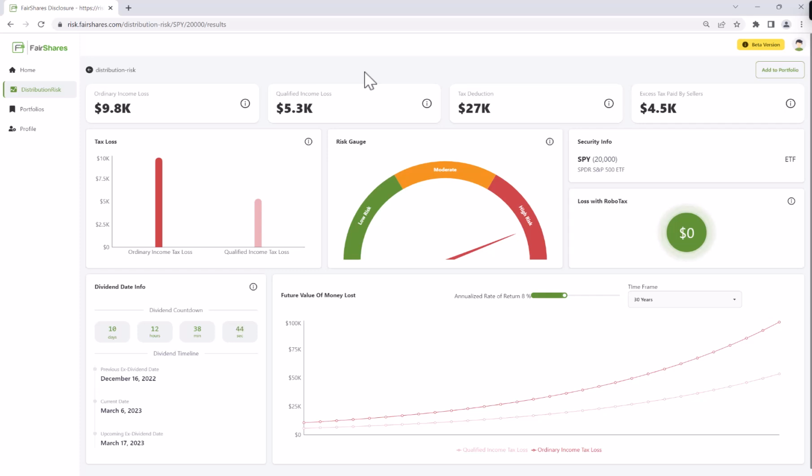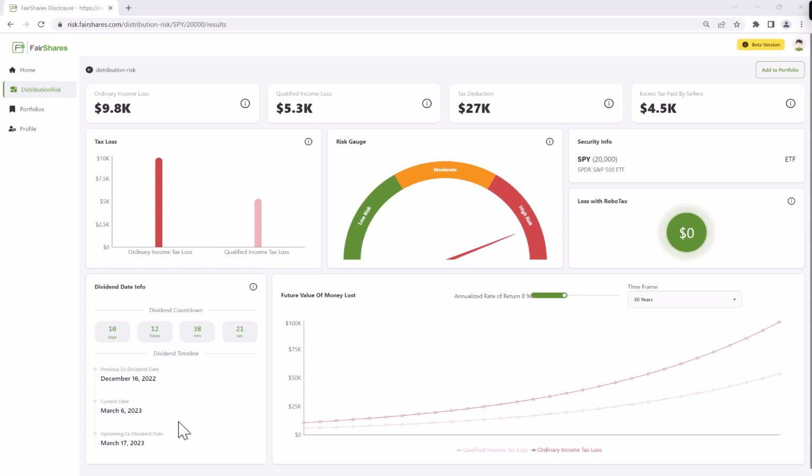The second thing you should look at is the risk gauge here. It's in a high risk mode. The risk is almost maxed out, right? And I come down here and I see that the upcoming ex-dividend date is March 17th. Today is March 6th, so we're about 10 days away from the dividend paying.